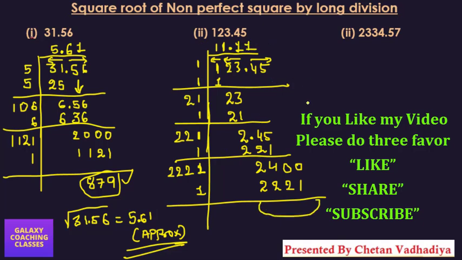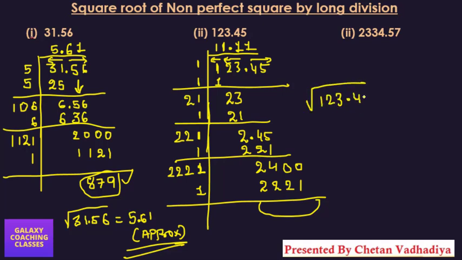So root of 123.45 is 11.11 approximately, guys. This is approximate because we are not doing it further. So this way we can find out the root of this one.